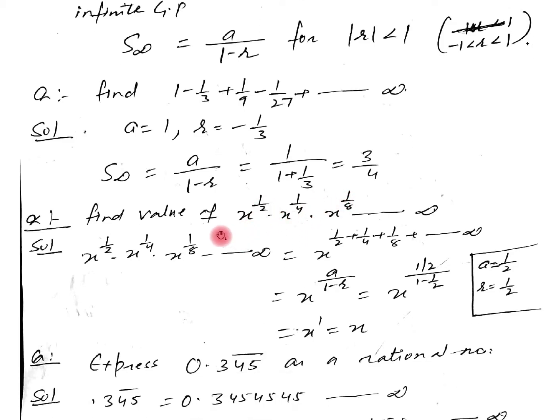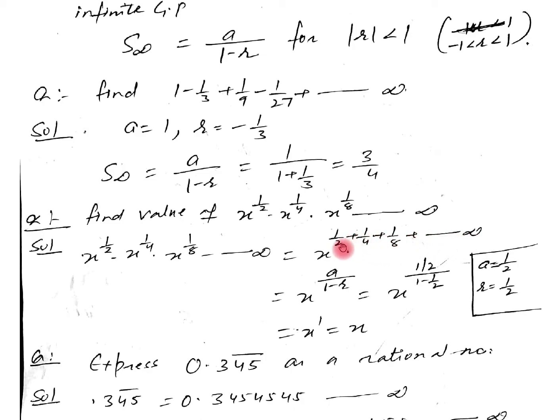Now let us see another question. Find the value of this. Now this sequence can be written as, as the bases are the same, we can collect the powers. Then it becomes x raised to power 1 by 2 plus 1 by 4 plus 1 by 8 up to infinity. Now see here, it is given to be an infinite GP.